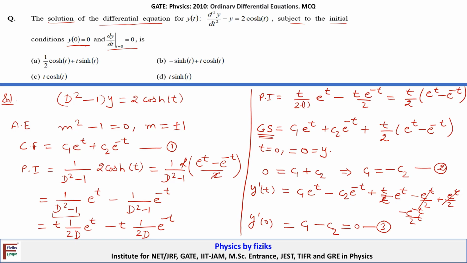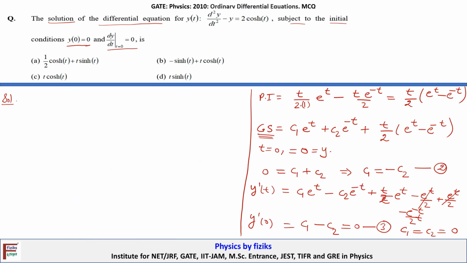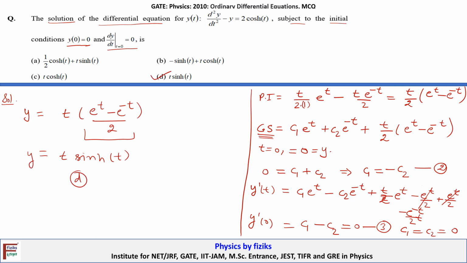Now solving these equations for C1 and C2 simultaneously, we obtain C1 equal to C2 equal to 0, and hence the final solution can be written as y equal to, by substituting the values of C1 and C2 as 0, t into e to the power t minus e to the power minus t divided by 2. Now this exponential part can be written in terms of sine hyperbolic t, which corresponds to option D, and hence option D is the correct option.